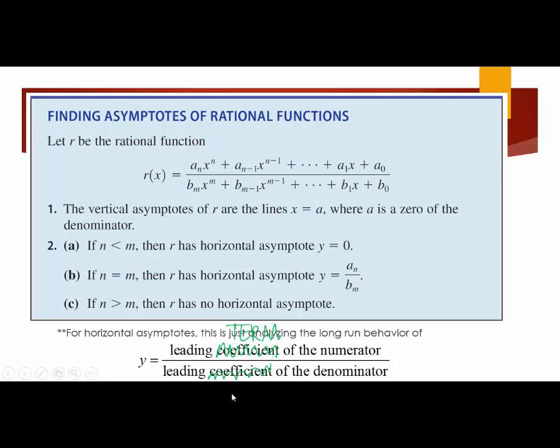We just want to analyze the long run behavior of the leading term in the numerator over the leading term of the denominator. Sometimes it's the ratio of coefficients. That's if the terms have the same degree. But otherwise, just look at that ratio of leading terms and use those to determine the long run behavior.